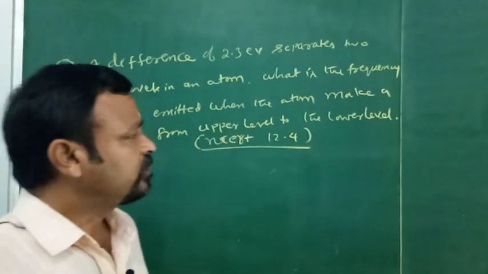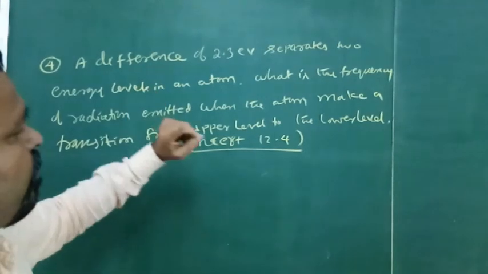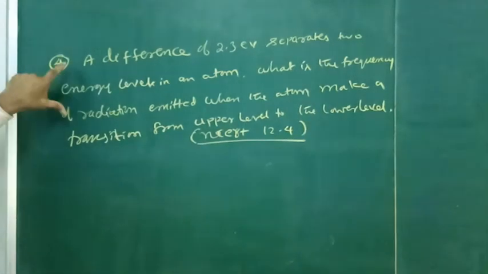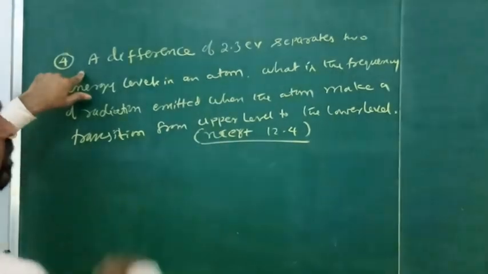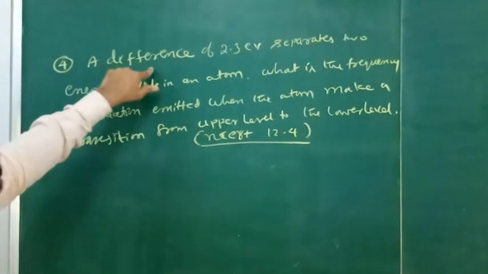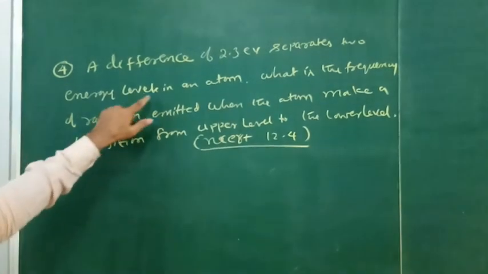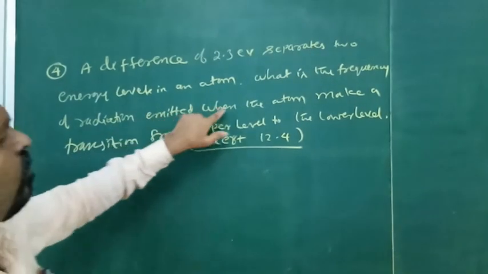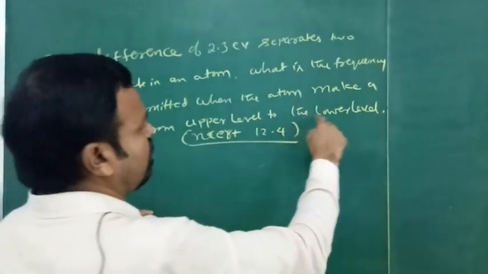In this class, we are going to solve the different types of problems which are present in the NCERT textbook. You see, this problem is there in NCERT. That is the fourth problem in the Atoms chapter. The problem is: a difference of 2.3 electron volt separates two energy levels in an atom. What is the frequency of radiation emitted when the atom makes a transition from the upper level to the lower level?